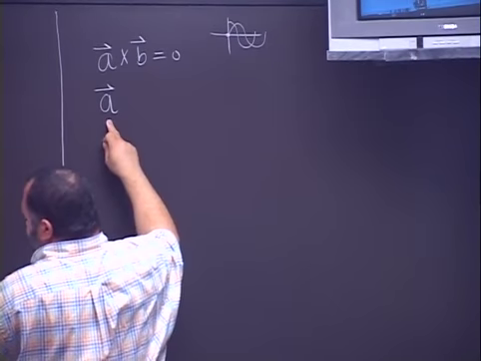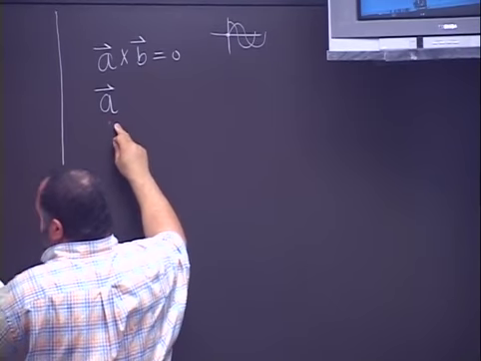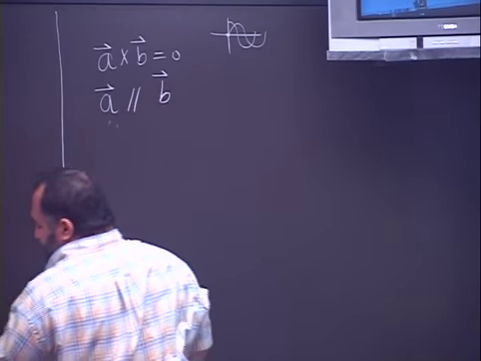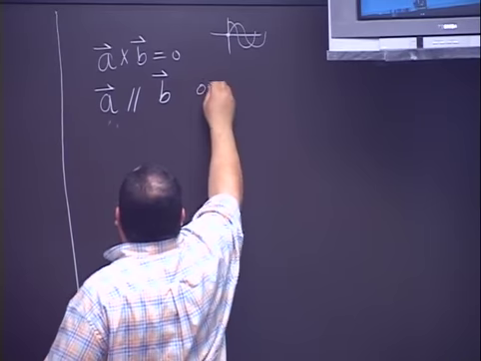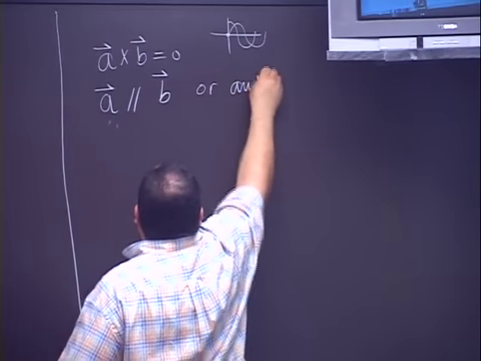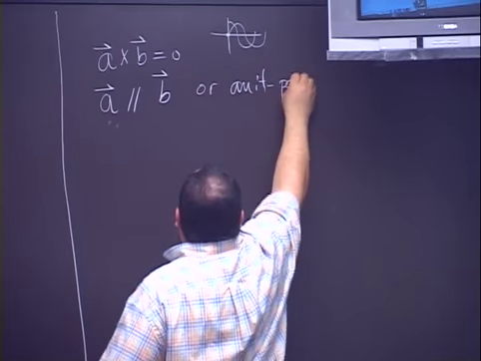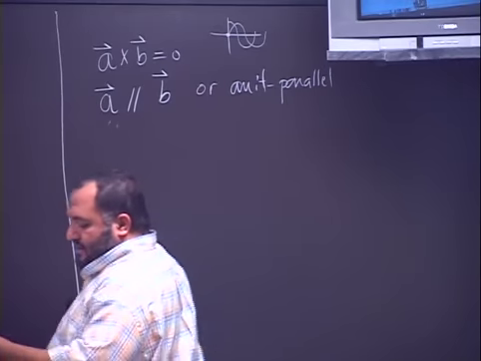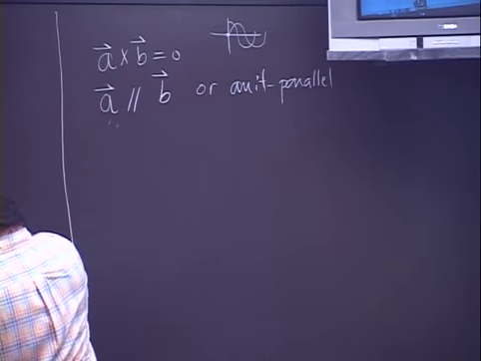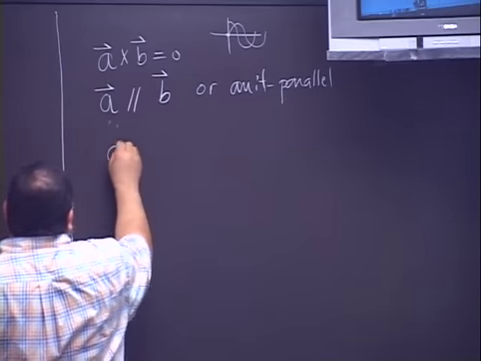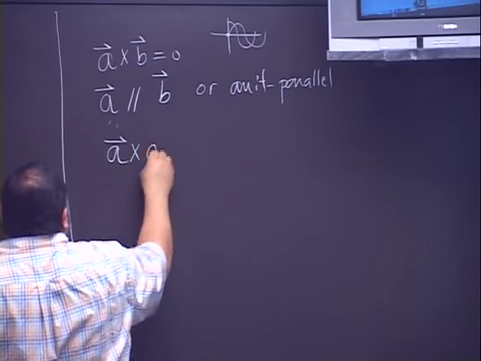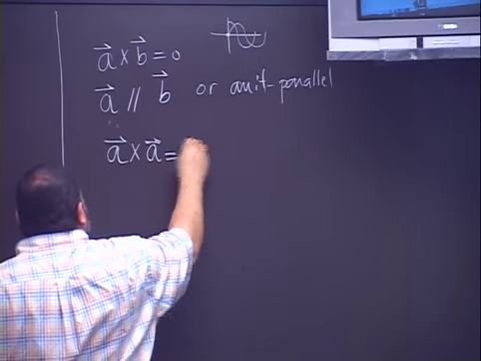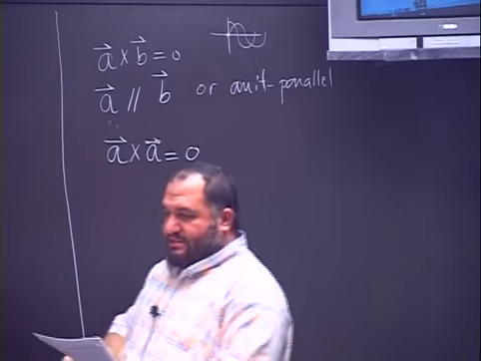So this means that the vector A is parallel to the vector B, or anti-parallel. They are either parallel or anti-parallel. Of course, if you cross the vector A with itself, you should get 0. Yes?